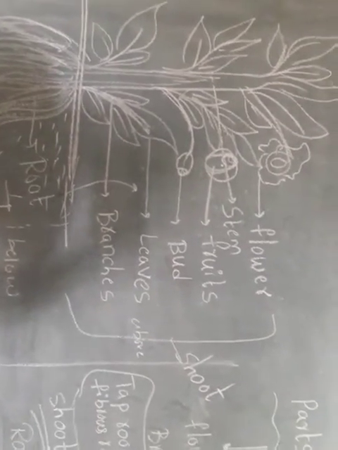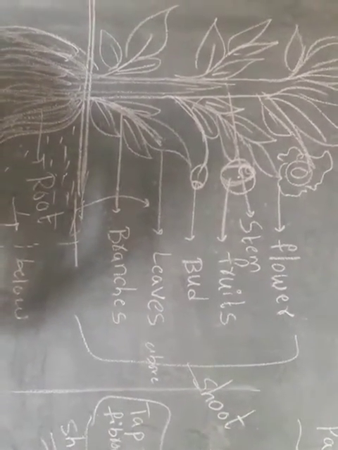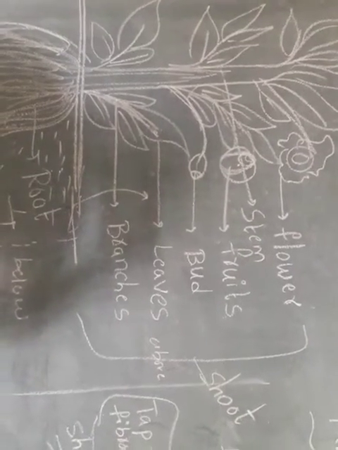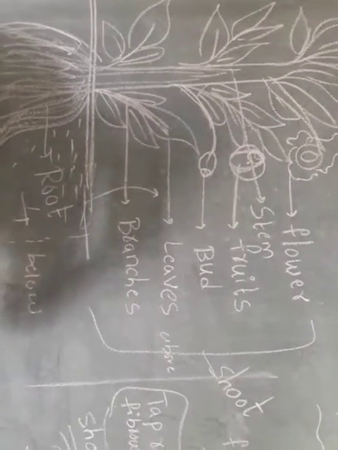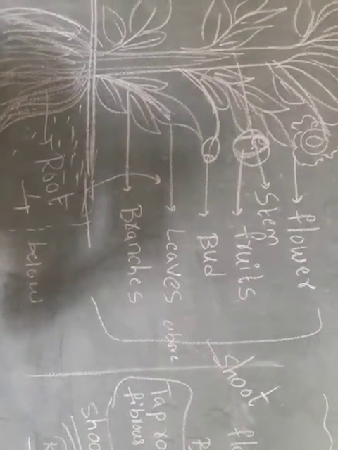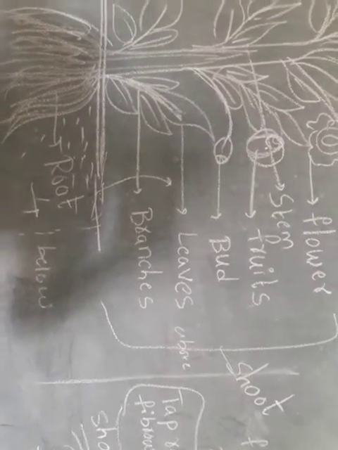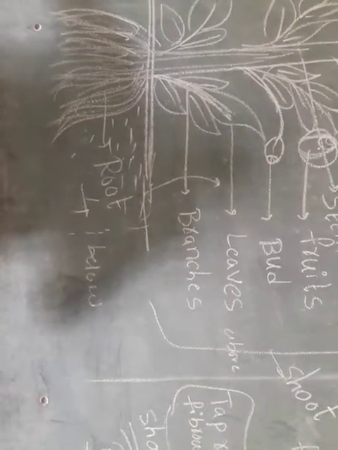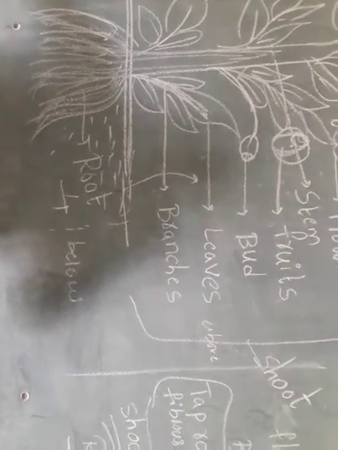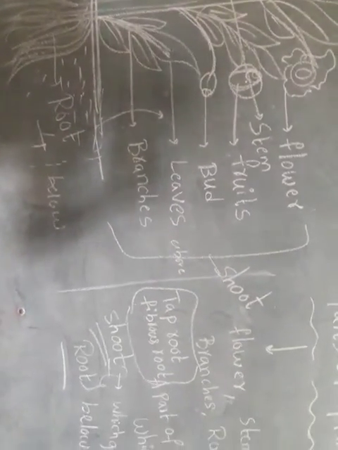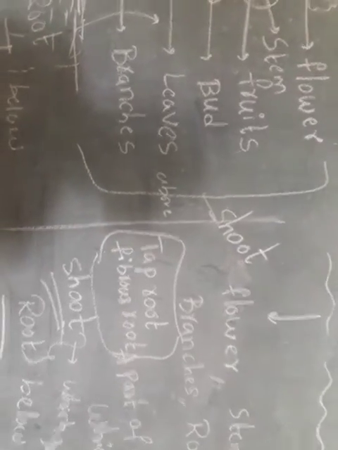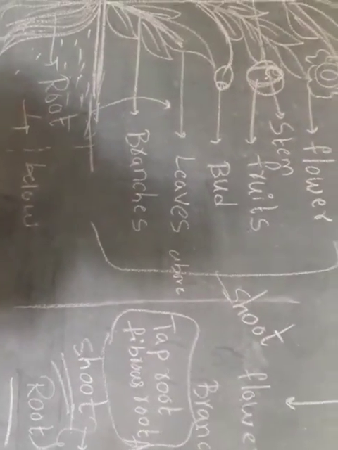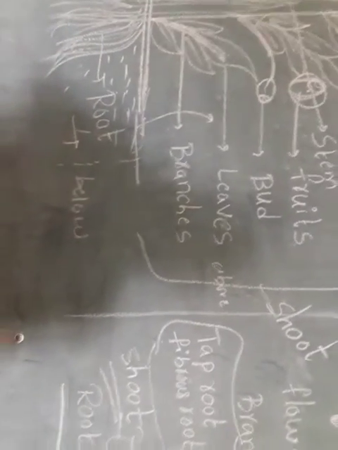Once again say, children, the parts of a plant's names: flower, stem, fruits, bud, leaves, branches, root. These are the parts of a plant. Above the ground is called shoot part. Below the ground is called root part. Shoot and root part. Roots are of two types: tap root and fibrous root. Tomorrow we will discuss types of roots. Today we discussed parts of a plant: shoot part and root part.